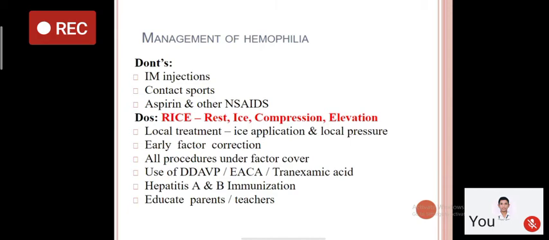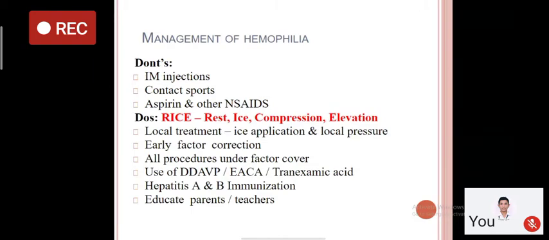Then, how are these patients managed? Management needs home management as well as hospital management. At home there are certain do's and don'ts which we should apply. That means all these patients should avoid participating in contact sports. IM injections are always to be avoided in these patients, and the drugs which alter coagulation or bleeding physiology might have an adverse outcome once they are given.